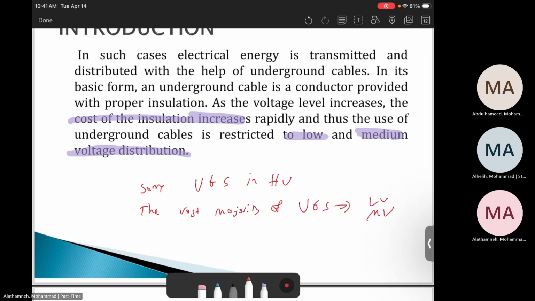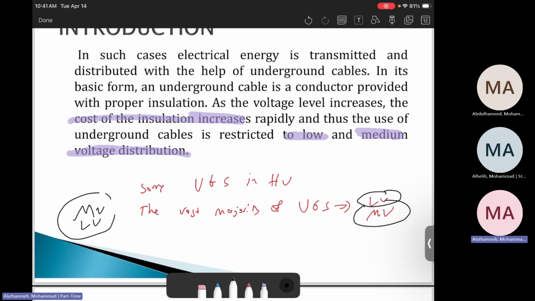You can find them in Amman. You go to the downtown areas, downtown of Amman, downtown of Irbid, there is no medium voltage overhead transmission line. There will be underground cables as medium voltage and low voltage. However, when we are talking about high voltage, you will see underground cables in Amman and its suburbs.